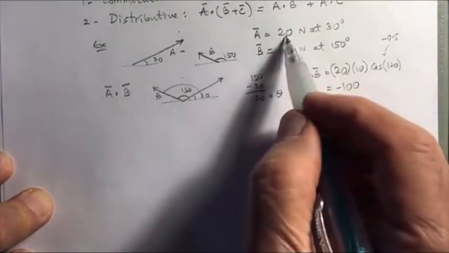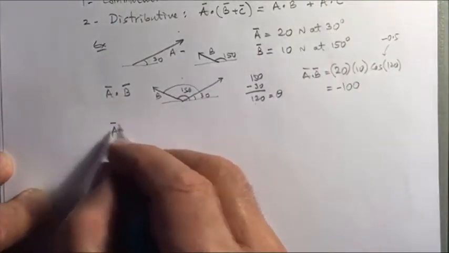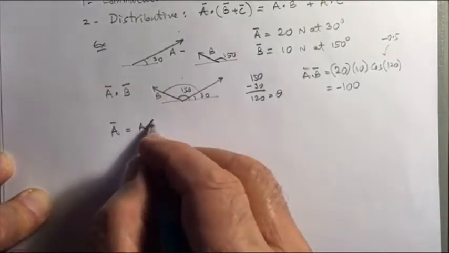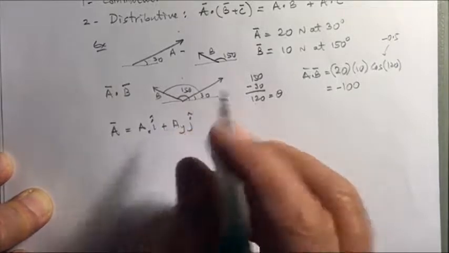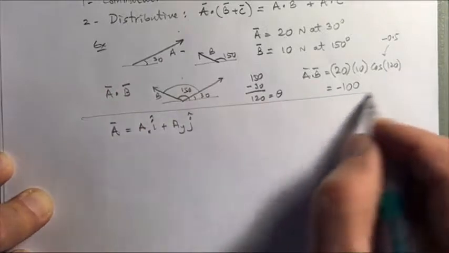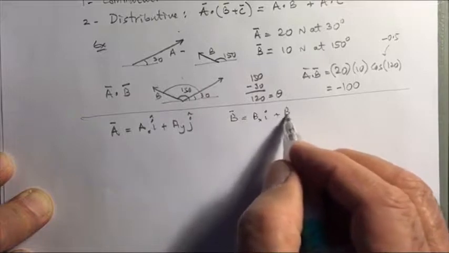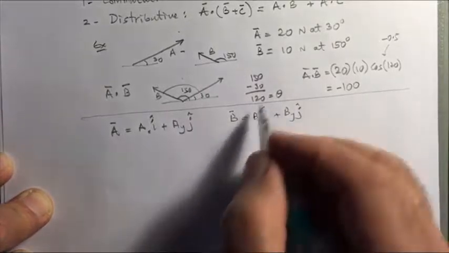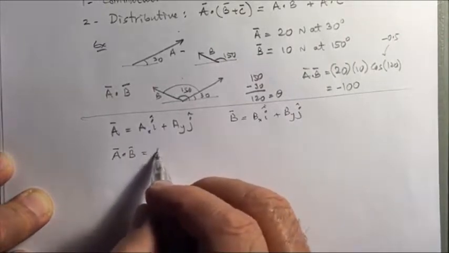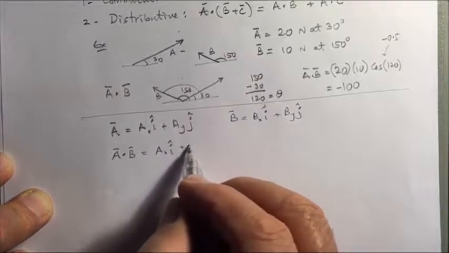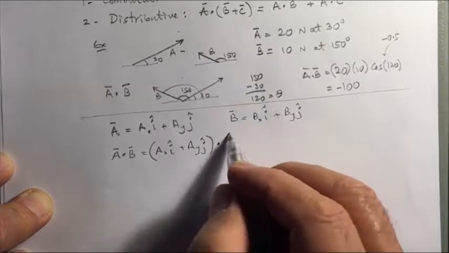Now, instead of writing the vector as magnitude times direction, the vector A could also have been written as an x component times i plus y component times j, and the vector B could have been written as bx i plus by j. And then when we take A dot B, we will write it as (ax i plus ay j), that's the A vector, and we dot it with the B vector.